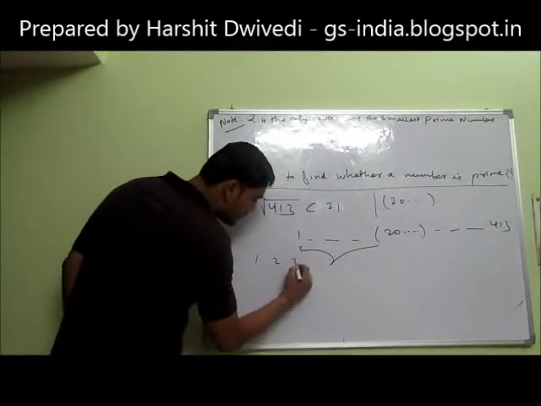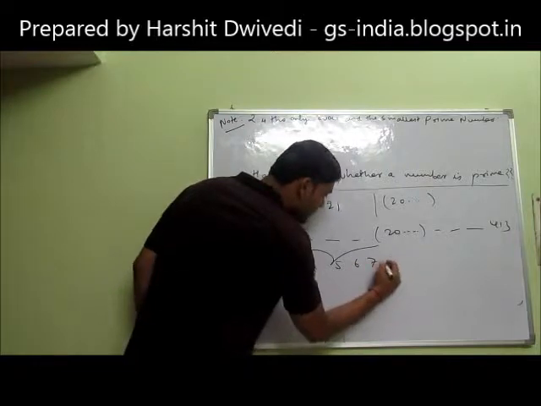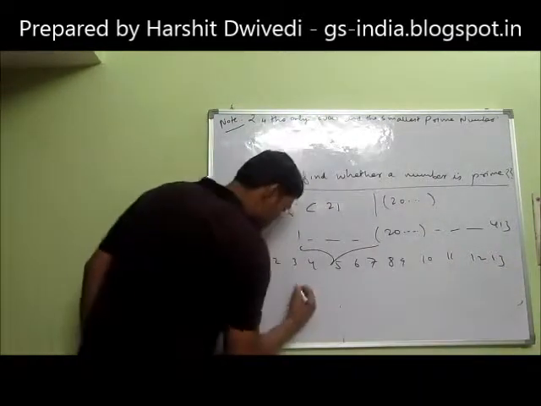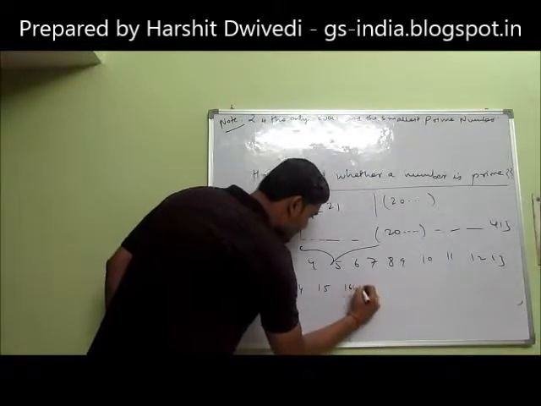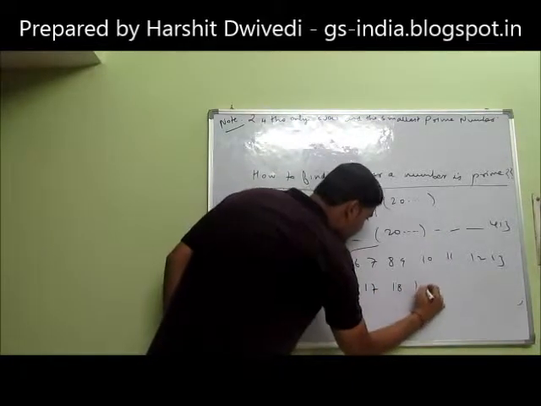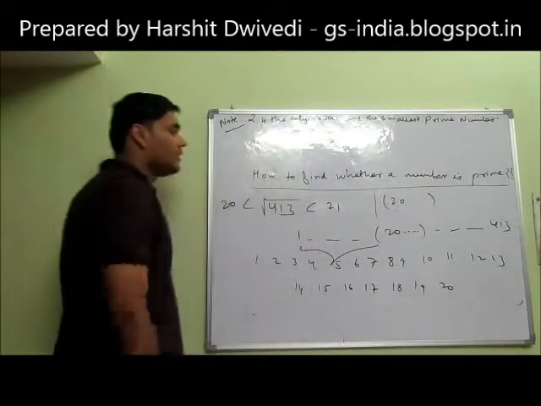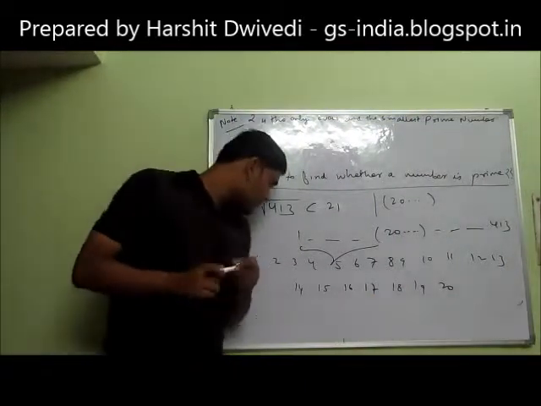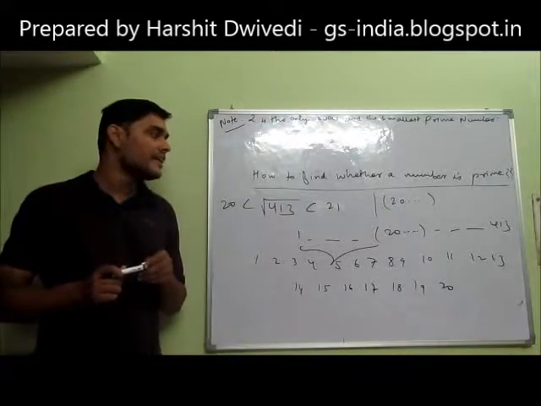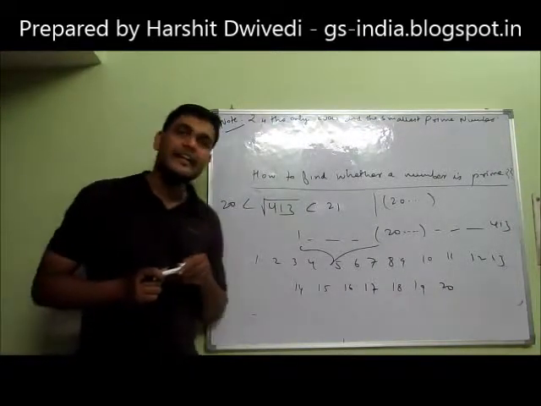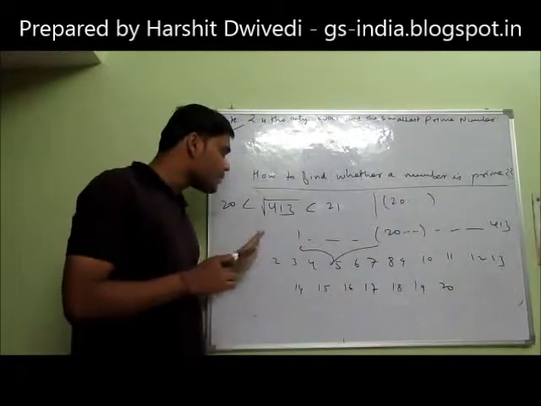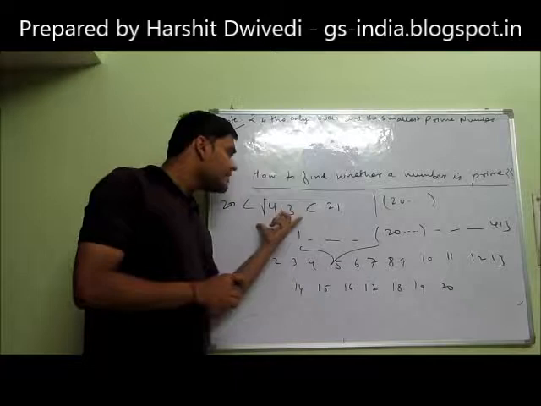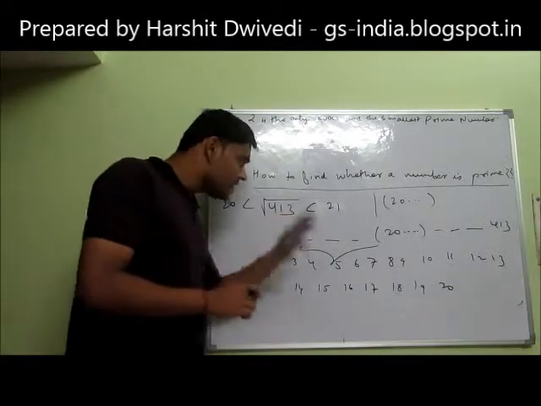So 1, 2, 3, 4, 5, 6, 7, 8, 9, 10, 11, 12, 13, 14, 15, 16, 17, 18, 19, 20. In these numbers, you have to find out whether there is a factor of 413.